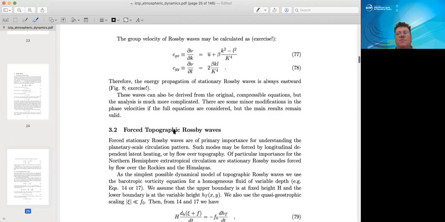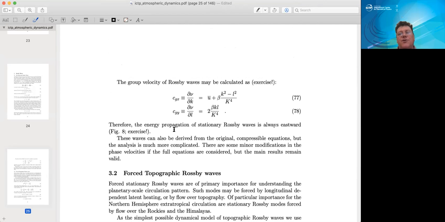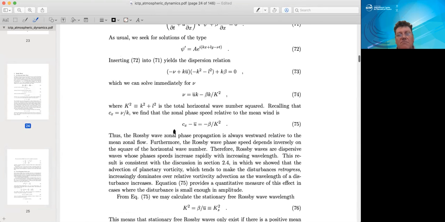Now this is a nice result, because we have shown that Rossby waves, we've assumed they don't grow or decay, and this is what they do, because we found that our frequency is completely real. That means our waves just stay there. They don't increase and they don't decay if we don't include any other term.